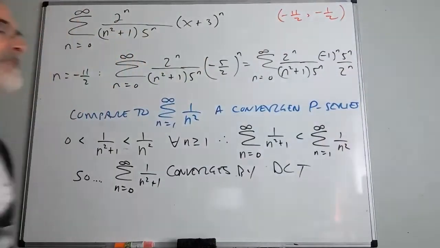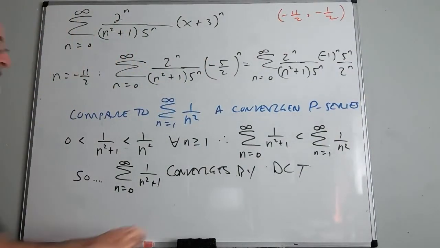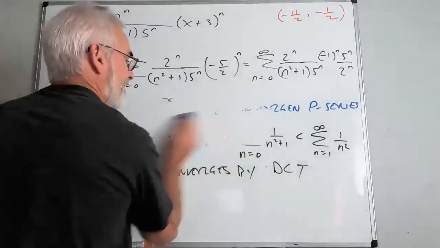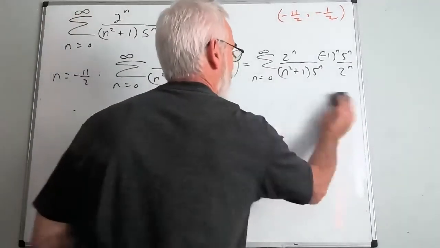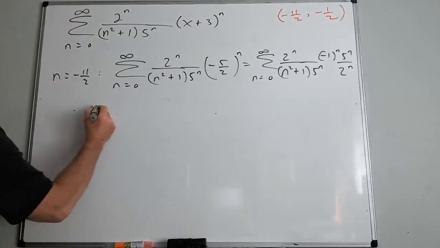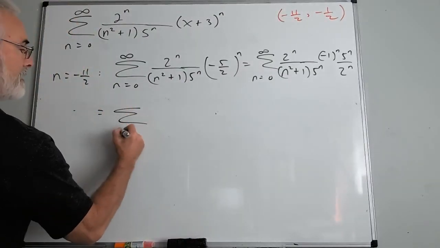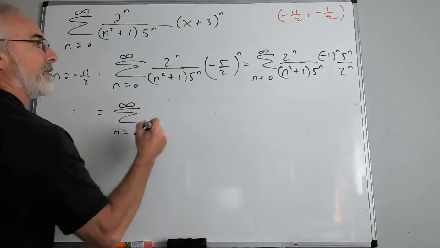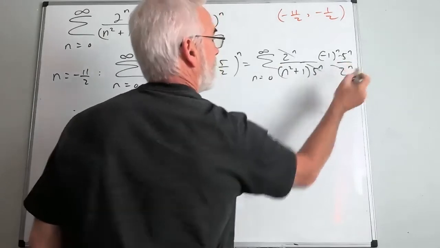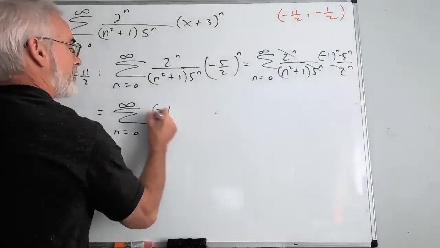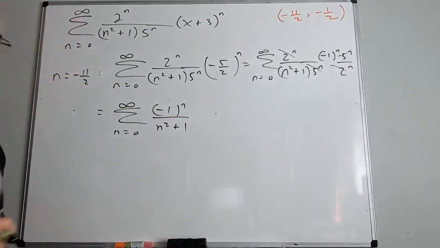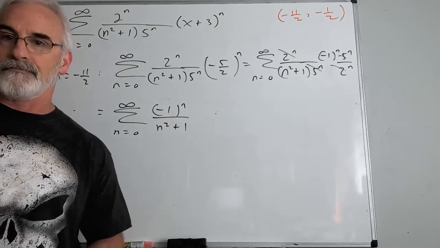Does everybody see what I just did? Absolutely correct. Probably a good idea, because canceling would be very difficult if I don't break it up because of that -1 to the n. So now what have I got? I've got -1 to the n squared plus 1. Now what?